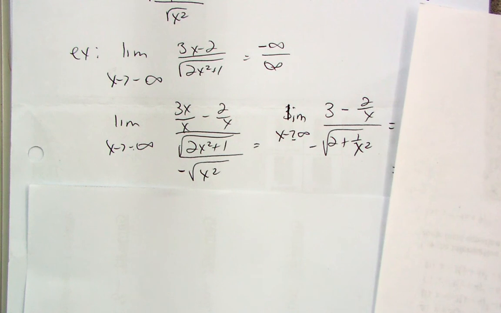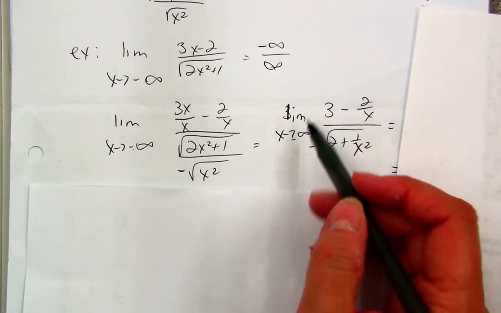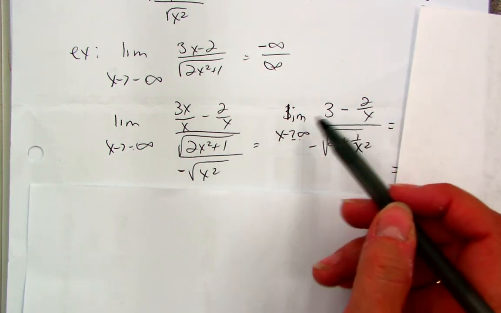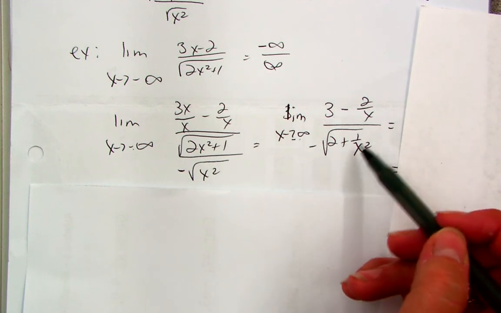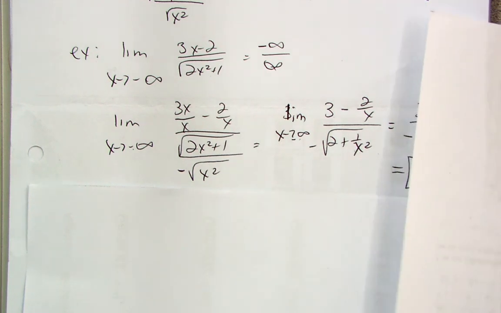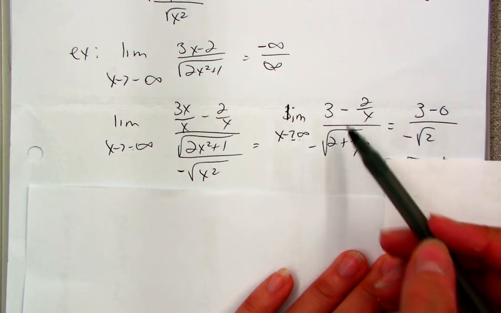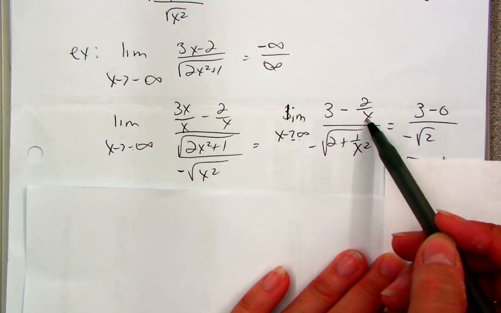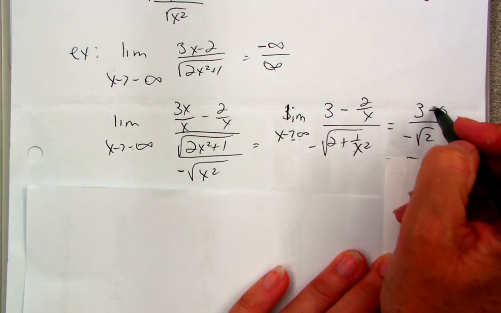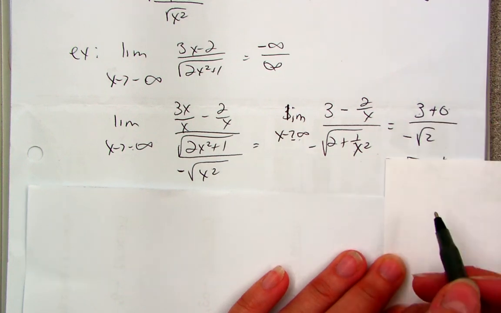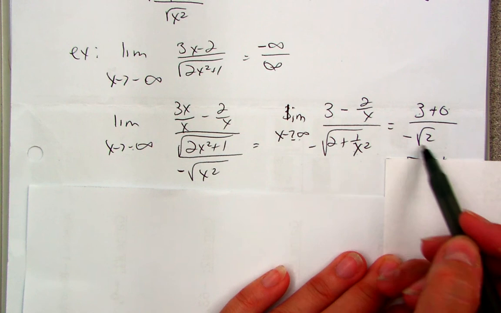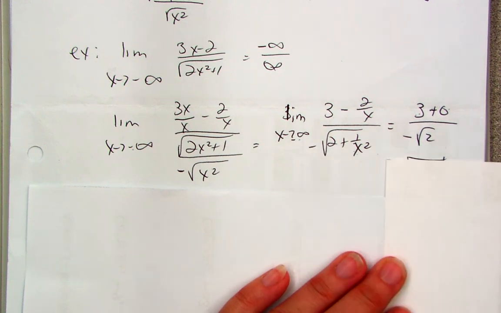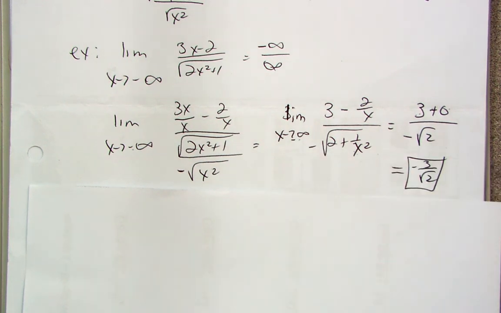So let's just continue. The limit as x approaches negative infinity, that would be 3 minus 2 over x. My negative is still sitting there. I clean that up just like I did last time. So put in negative infinity. That'd really be 3 plus 0, which is just 3. Put in negative infinity, square it. That's just a 0. Square root of 2, and my negative on the outside. So my answer is negative 3 square root of 2.